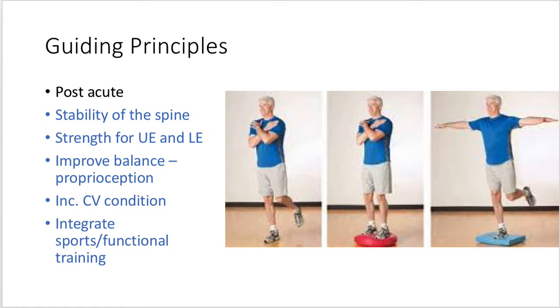Okay, now we're out of the acute phase. We're going to think about stability of the spine. So think about the core, how you can activate the core through weight, through lower and upper extremity drivers, all of that kind of thing. Strength for the upper and the lower body. Looking at balance and coordination, the cardiovascular system, and then coming back to integrating what is needed for life and for sport. So why would you do step-ups with 80-year-old Shirley?